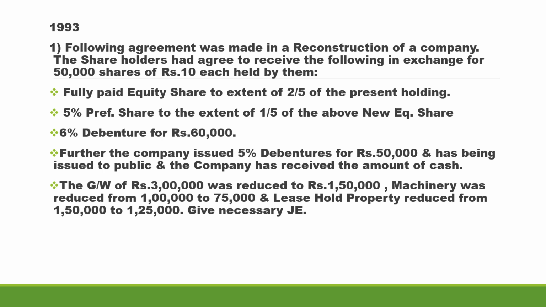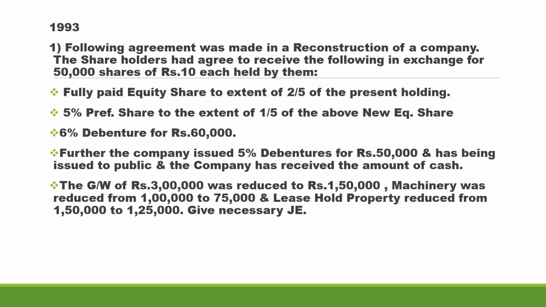Fully paid equity shares to the extent of 2/5 of the present holding means they are exchanging old equity share with new equity share. The value of old equity share is 5 lakh. The value of new equity share is 2 lakh. How do you get the new equity share 2 lakh? The existing share, as told earlier, 50,000 into 10 you get 5 lakh. So 5 lakh into 2 by 5 you get 2 lakh. So they take back 5 lakh and give 2 lakh.